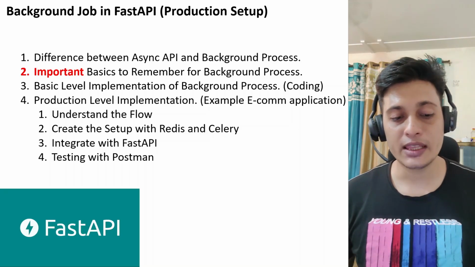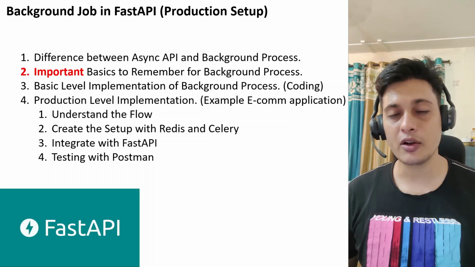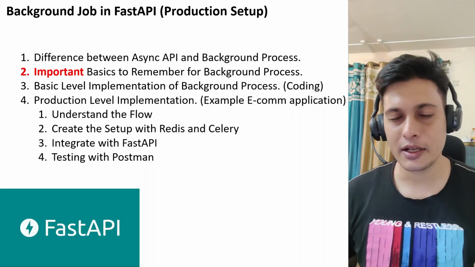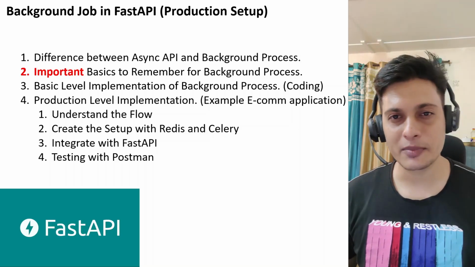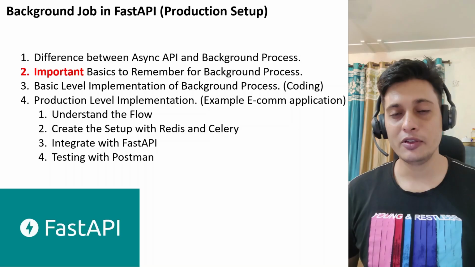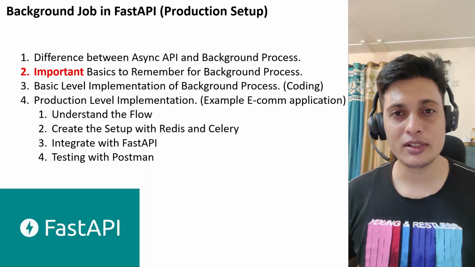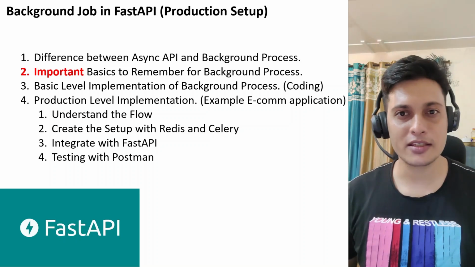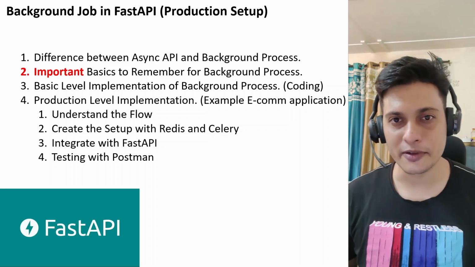So first of all, in the production-level implementation, we are going to use the example of an e-commerce application. You all use e-commerce applications where you place an order, and after placing the order, when you go to your orders tab, you will see that your order is going to be shipped, packaged, and delivered.